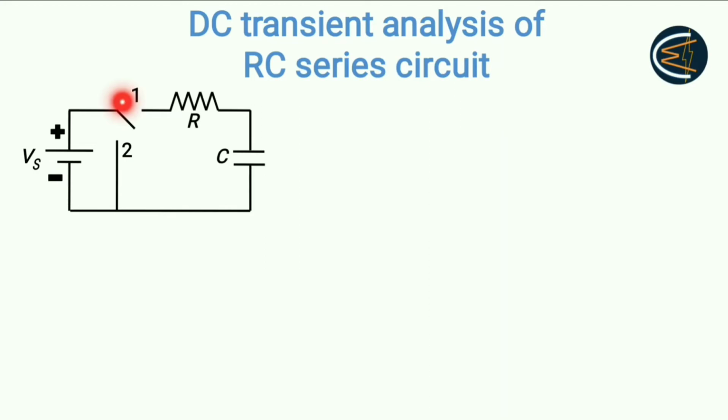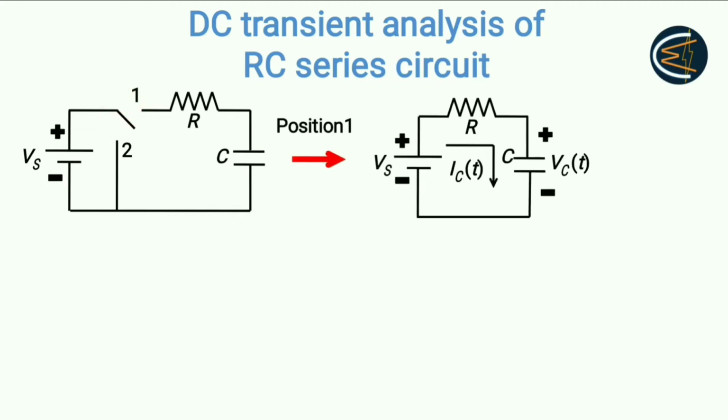This is the switch, and 1 and 2 are two different positions where the switch can be moved. Let's first discuss what will happen when the switch is in position 1. Now the circuit will look like this, and this is the current flowing through this circuit, and this is the voltage across the capacitor, Vc(t). Now let's understand how the voltage across the capacitor and the current through the capacitor will change.